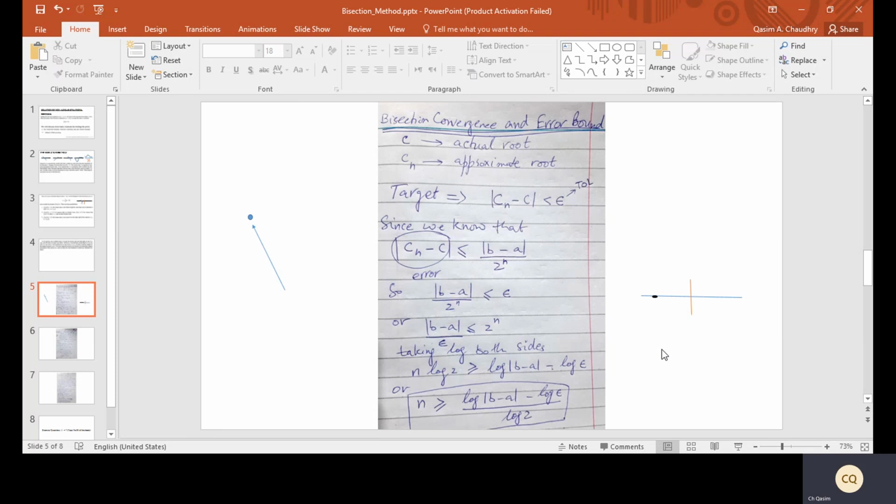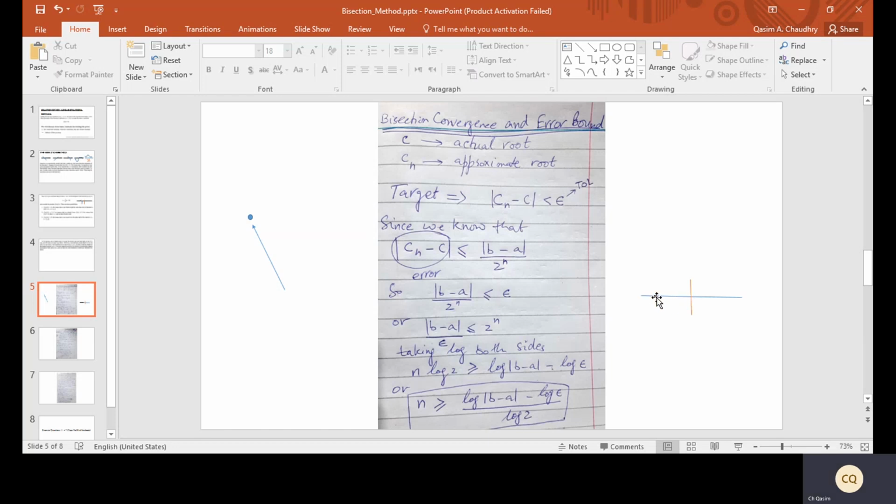And now, first of all, the interval was this one, this blue line, the whole interval. Now you have considered the half value, so you are considering that this is your approximate root. So now you are assuming that this point is your approximate root. So students, this difference is definitely less than this half.